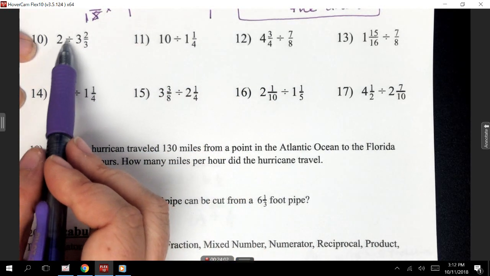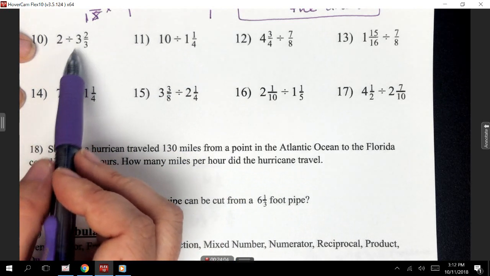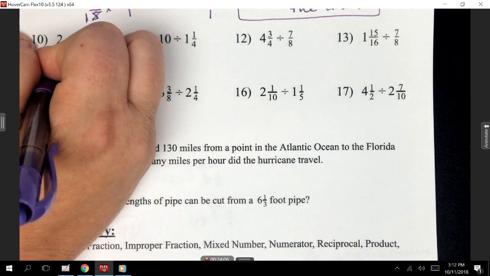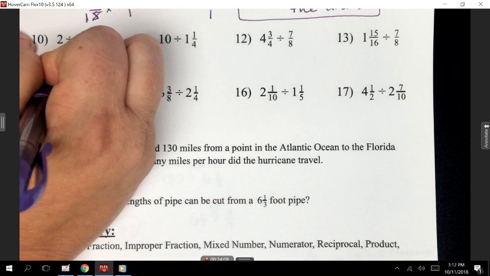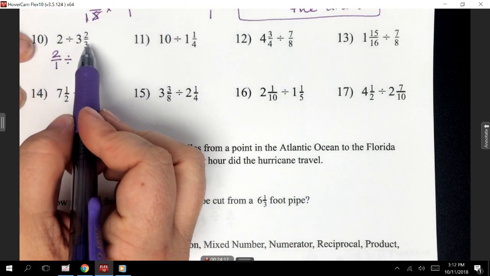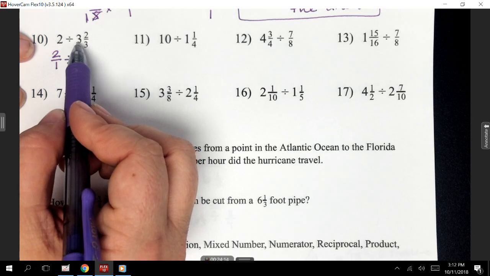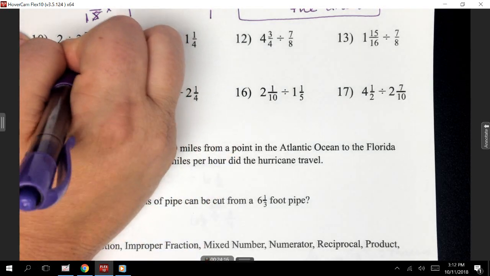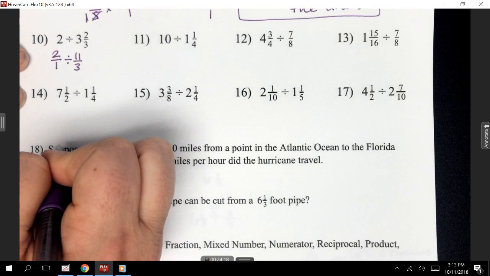So make sure we're being careful about the symbol in the middle. Since this is division, just like on multiplication, I'm going to write 2 over 1 divided by, and I'm going to multiply here. 3 times 3 is 9, plus 2 is 11 over 3.